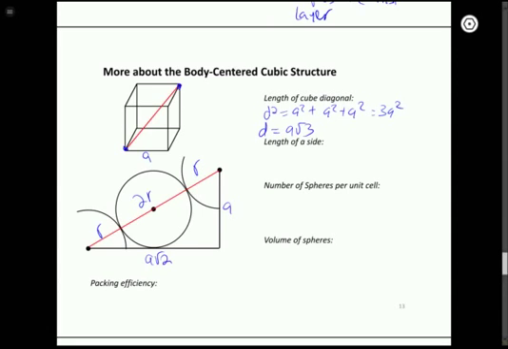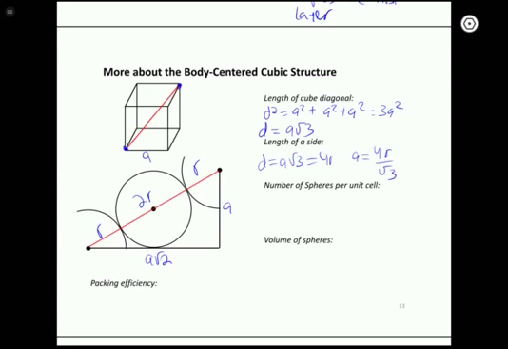Which means we want to derive a relationship between the length of the side a and the radius of our sphere r. Our diagonal distance is a radical 3, and as we saw here, that's equal to 4 times the radius, r plus 2r plus r, which means our side length in terms of radius is 4r over radical 3. So for a simple cubic structure, a is equal to twice the radius. For a body-centered cubic structure, it's a little bit bigger than twice the radius. 4 divided by radical 3 is a little bit bigger than 2, and that's because we have to expand out the structure a little bit to be able to fit that atom in the center.